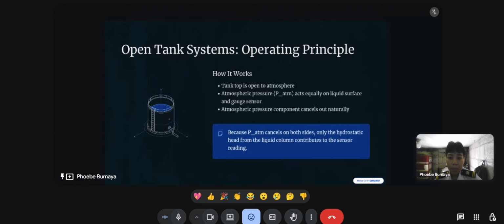For the open tank, operating principles and how it works, I will show you an example video after this presentation. The tank top is open to atmosphere. Atmospheric pressure, P atm, acts on the liquid surface and the gauge sensor. The atmospheric pressure component cancels out naturally, because P atm cancels on both sides. Only the hydrostatic head from the liquid column contributes to the sensor reading.